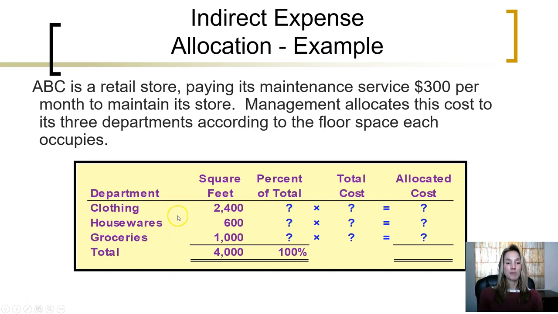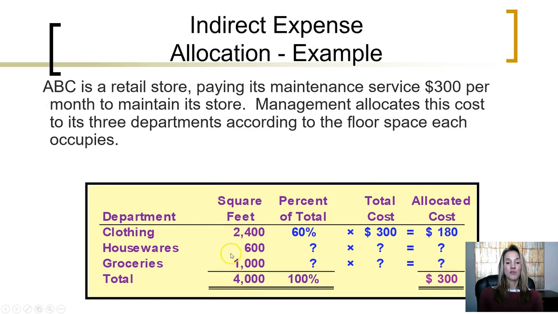So we are seeing three departments: clothing, houseware, and groceries, the amount of square feet that each consumes, total square footage of the store, 4,000 square feet. In order to allocate the $300 cost, we need to determine what percent each department consumes of the total square feet. So for example, clothing, 2,400 square feet of the total 4,000 square feet are occupied by the clothing department. 2,400 divided by 4,000, 60%.